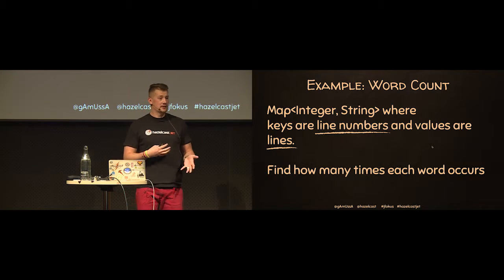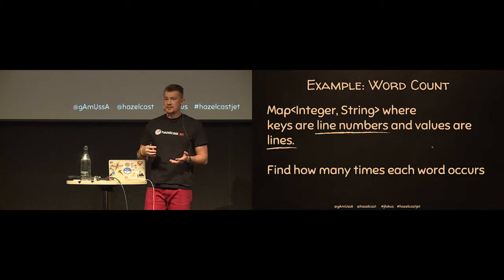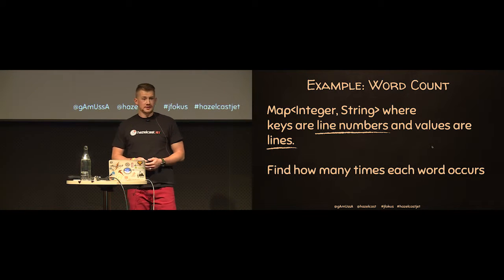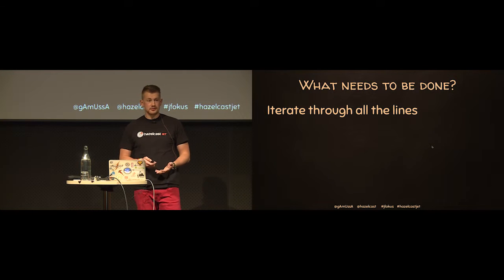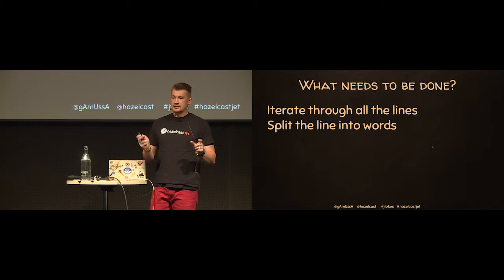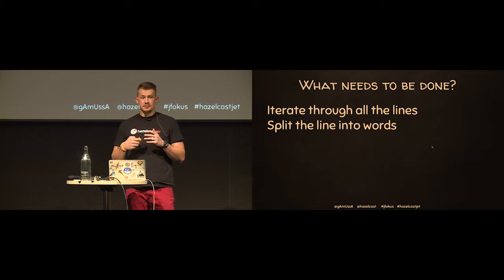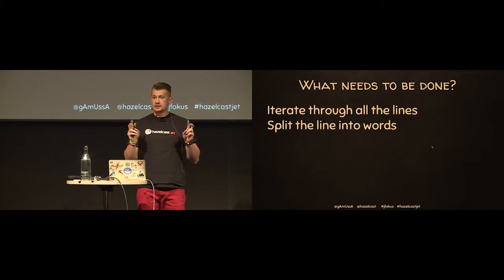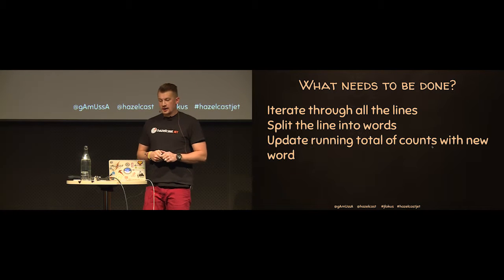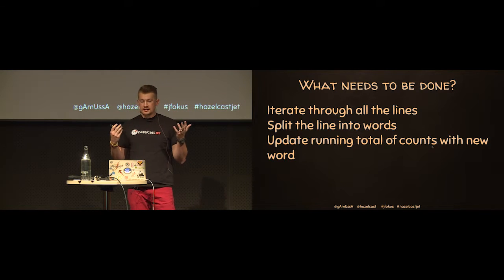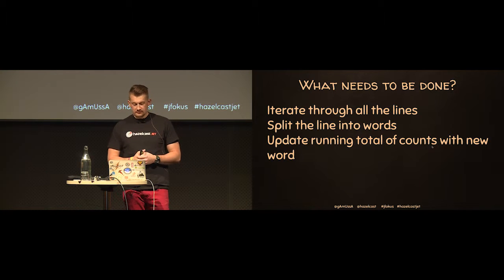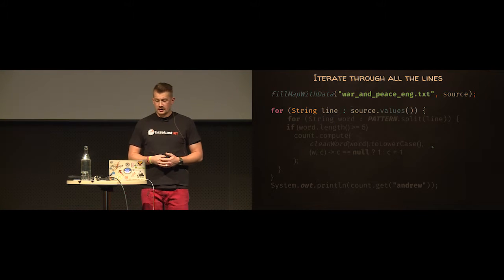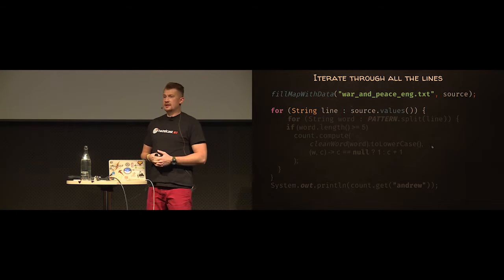After that, we need to find out how many times a particular word occurred in this text. So what needs to be done? Easy, right? We need to iterate through, split these lines into words, and potentially remove some of the non-words, some garbage. And that's it. After that, we can update the total number of words. So a very, very, very intuitive and naive implementation.